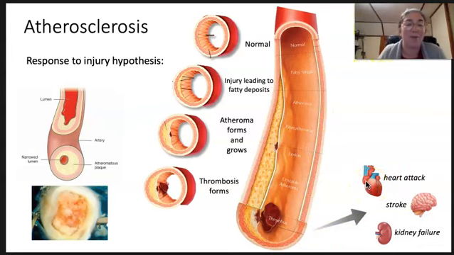So if you have atherosclerosis in the coronary arteries, it can lead to heart attacks. If you have atherosclerosis in the cerebral arteries leading to the brain, that results in a stroke. And if you have atherosclerosis in the arteries that feed your kidneys, it can cause damage to the kidneys, which can ultimately lead to kidney failure. So atherosclerosis is a chronic condition that can lead to all kinds of downstream cardiovascular disease.